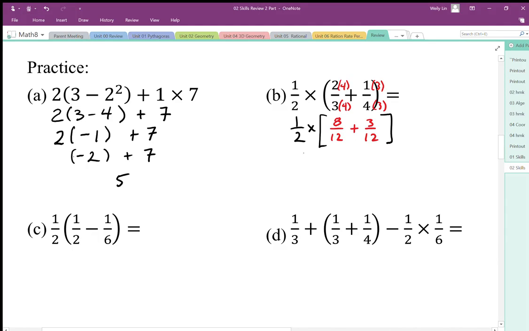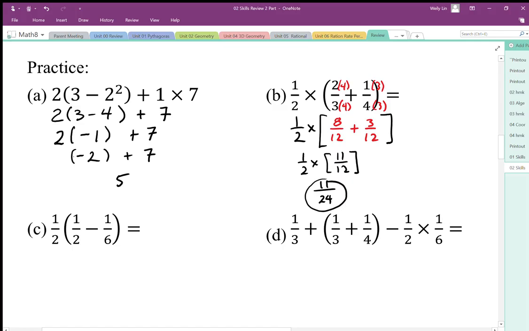And then I'm going to add those fractions. Again, make sure you keep track of all the pieces that are not being used. Now I have top times top, bottom times bottom, and so there's my final answer.